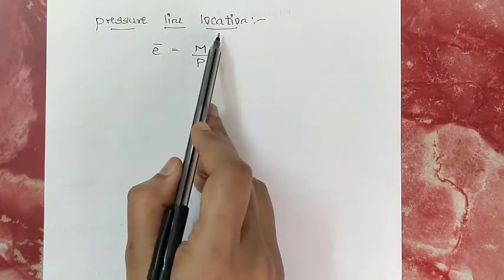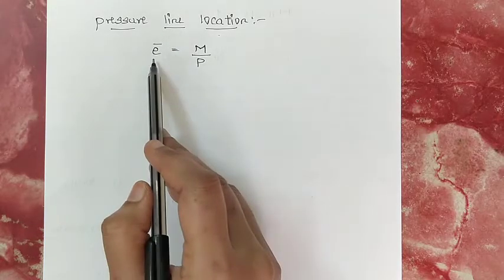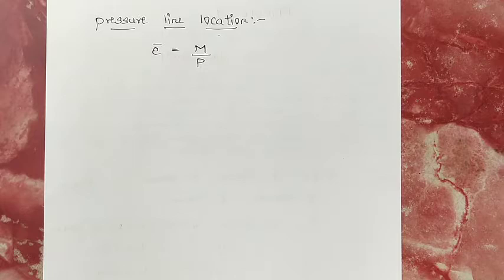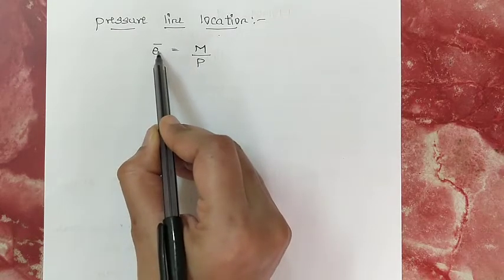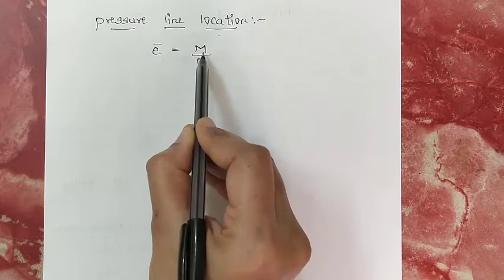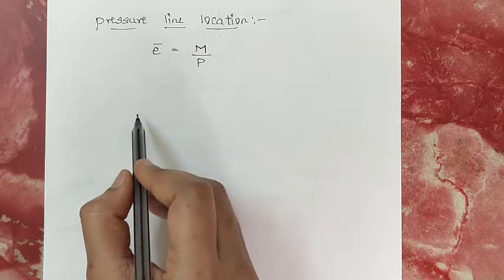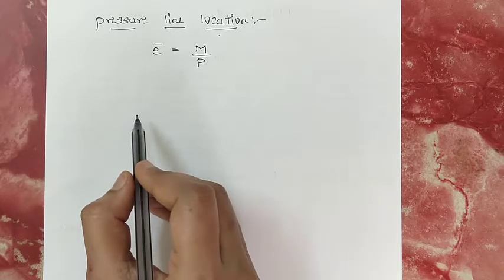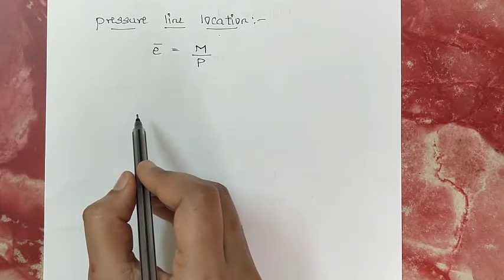Next is the pressure line location. In order to calculate the location of the pressure line, that is the eccentricity, at what particular distance it is acting, at the support as well as at the midspan and the quarter span, that can be calculated by using the equation e bar equals M by P. M is the moment. P is the pre-stressing force. For that load diagram we wrote, you need to calculate the pressure line value at each point. Same as the bending moment values calculated, you need to calculate the pressure line location at each point.